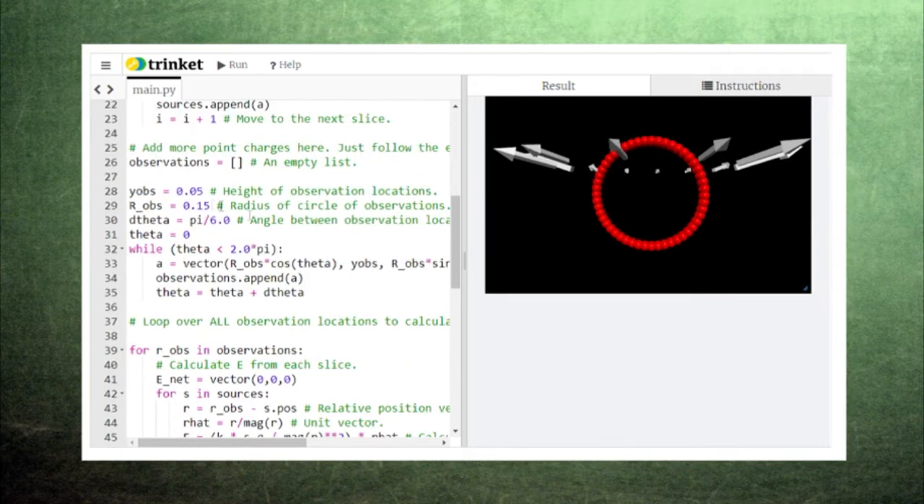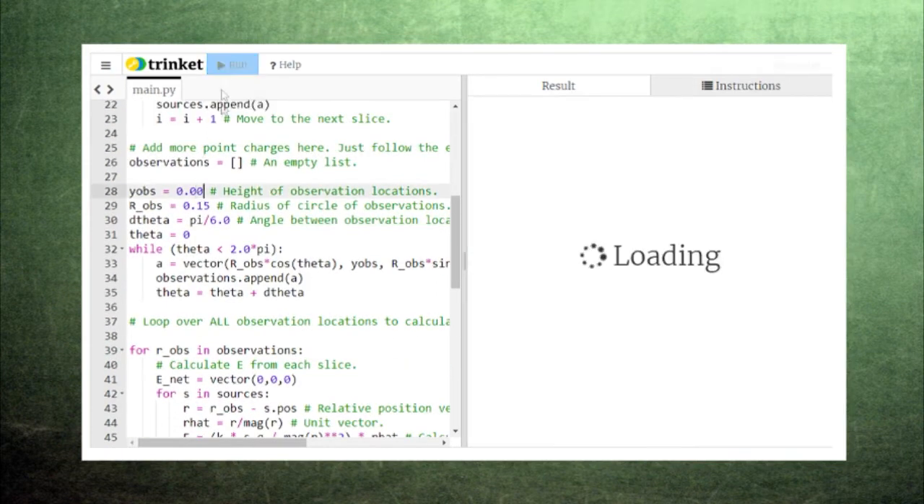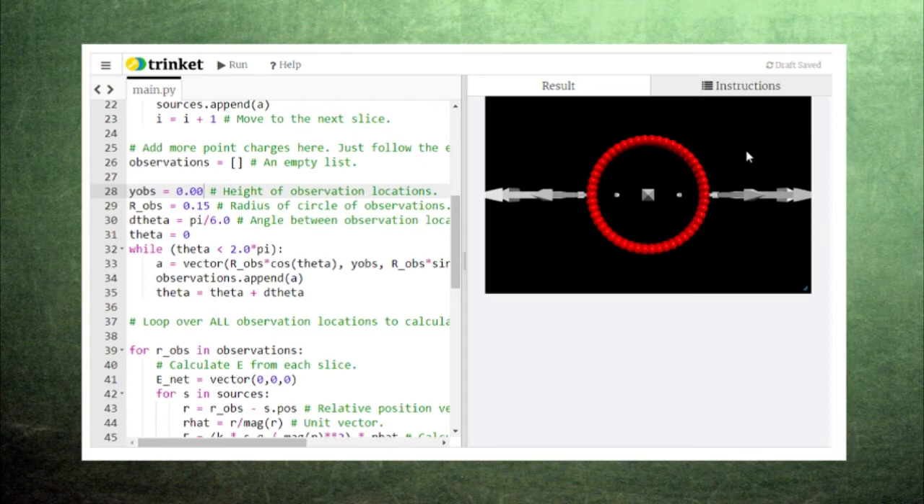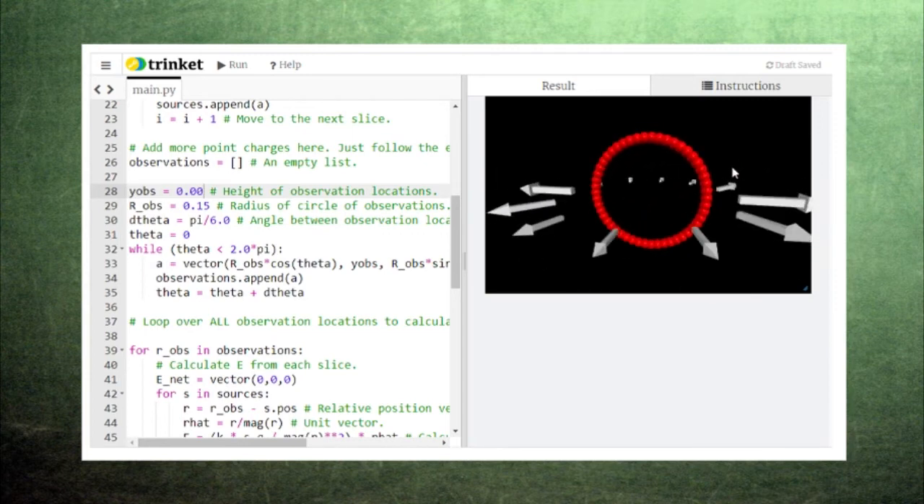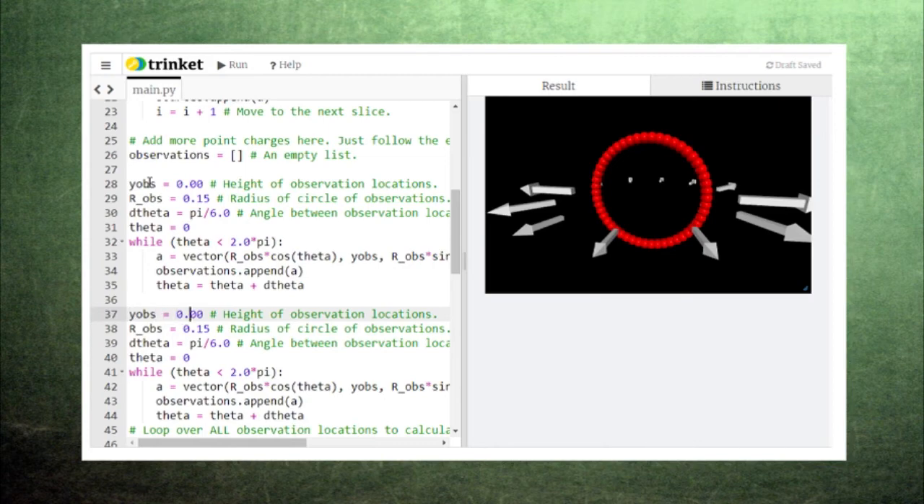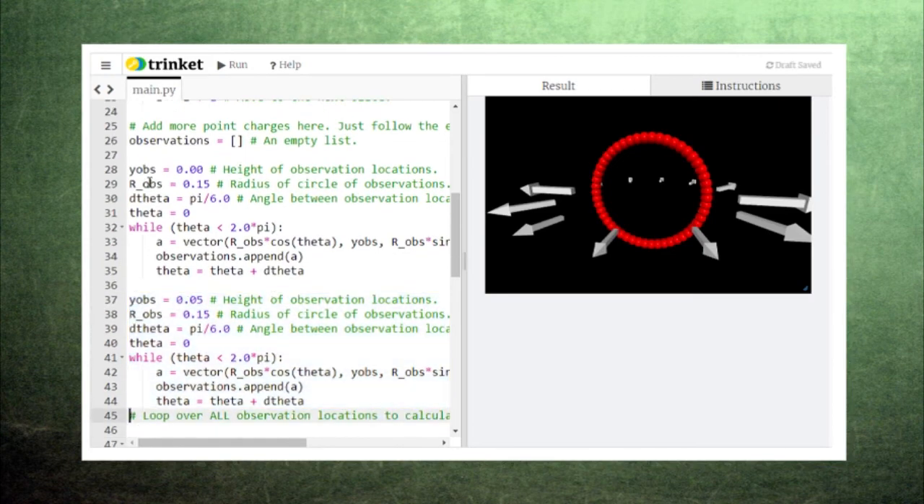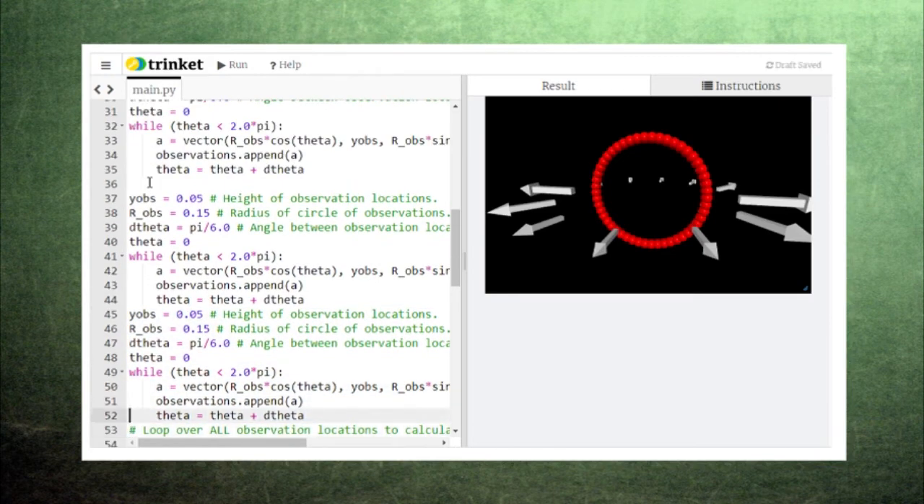In this set of observation points, the electric field vectors point slightly upward since there's more charge below them than above. But if we place our observation points along the middle of the ring, they point directly outward since there's an equal amount of charge above and below the ring. You can add as many observation points as you want to get a more complete picture of our electric field.